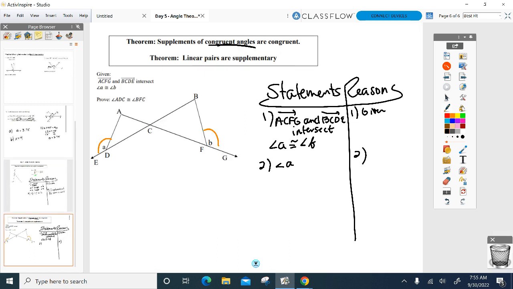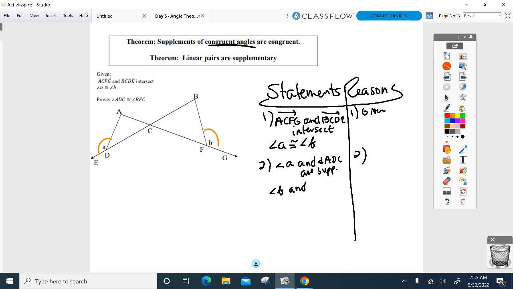Angle A and angle ADC are supplementary. Angle B and angle BFC are supplementary. And can I go back to Spence or Kelsey here? How did you guys know they were supplementary? What did you guys tell me?